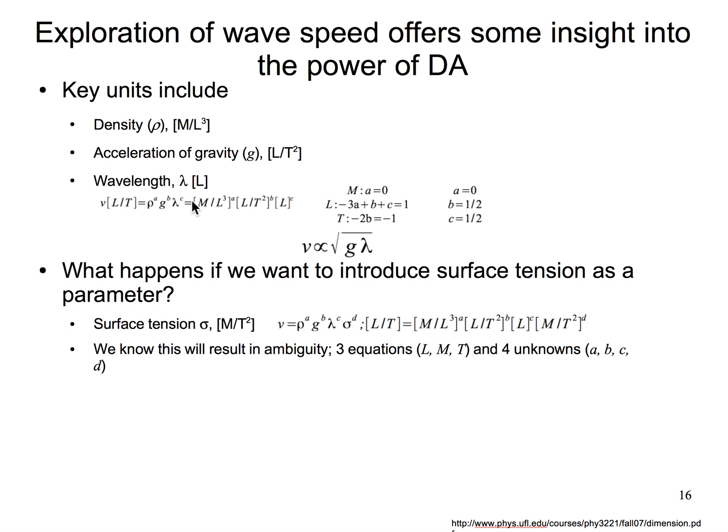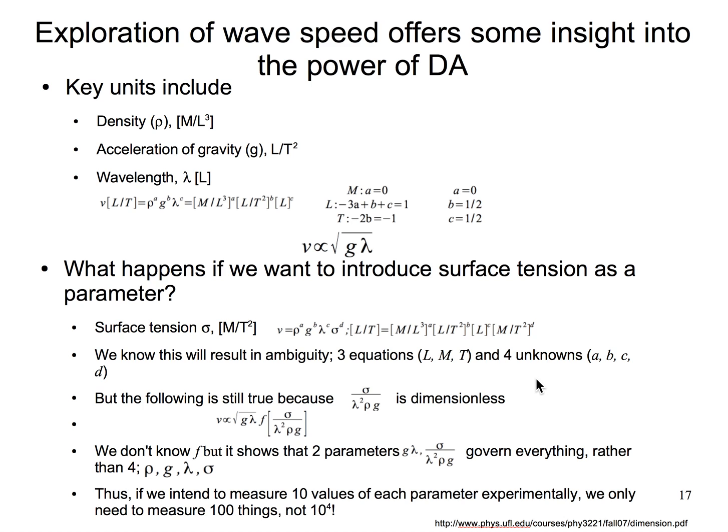So now we introduce a new parameter. Here's our old equation. Had three terms, A, B, and C, with exponents A, B, and C. Now we have A, B, C, and now we're going to have tension to the D. So here's the equation for the units. But we already know we're going to have ambiguity here because we now have four unknowns, A, B, C, and D, but we only have three types of dimensions, length, time, and mass. So we have an issue, three equations and four unknowns.